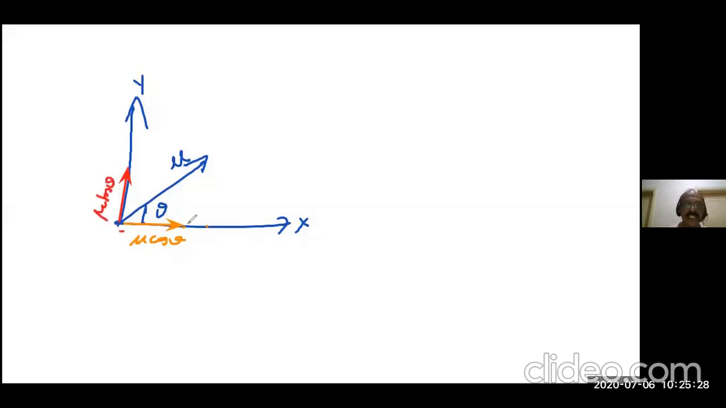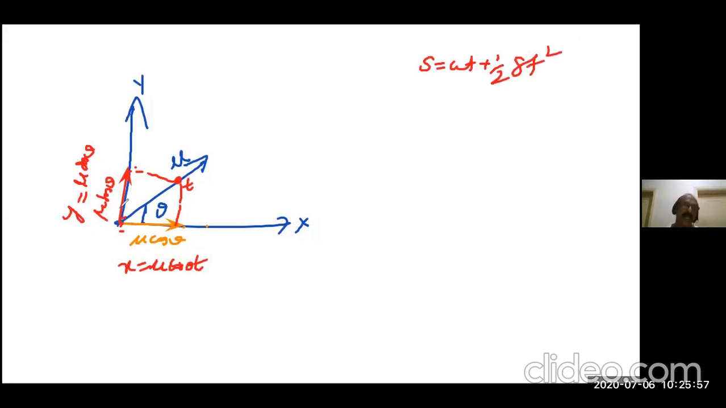Here is the distance covered in 1 second. When the object covers a distance in this direction in a time t, how much will it cover horizontally and vertically? That is the question. Horizontally it will cover x is equal to u cos theta into t. Vertically it will cover y, using the formula s is equal to ut plus half gt squared. For vertical motion, initial velocity is u sine theta, and the time to reach here is t, so y is u sine theta into t minus half gt squared.